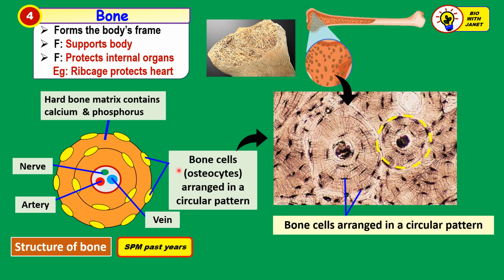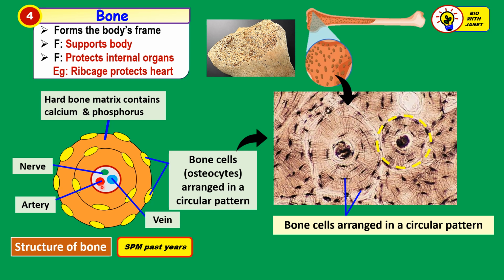Now let's discuss the picture on the left first, the drawing. The bone cells are arranged in a circular pattern, and the bone cells are called osteocytes. For the KSSM syllabus, you don't need to know this term, osteocytes. But here we can see that the bone cells are arranged in a circular pattern, like concentric circles, with a center here. So this is the feature that helps us to identify bone tissue.